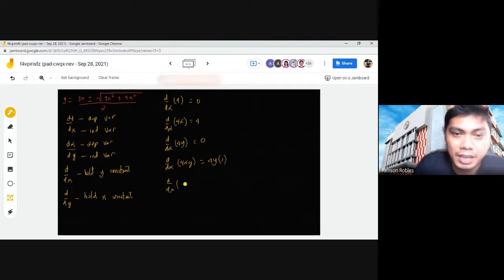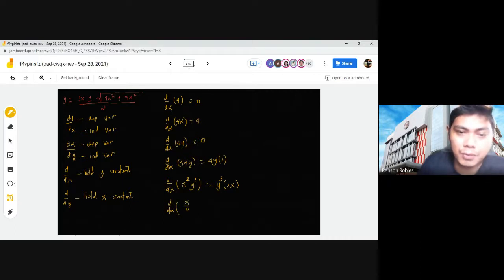One more. Say x squared y cubed. In terms of x, you need to copy y cubed because that is treated constant, and then times the derivative of x squared, and that is 2x. Right?